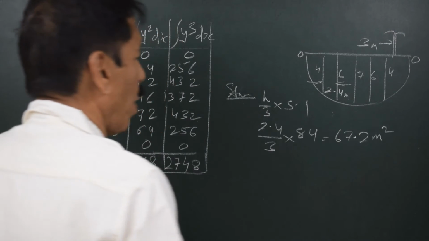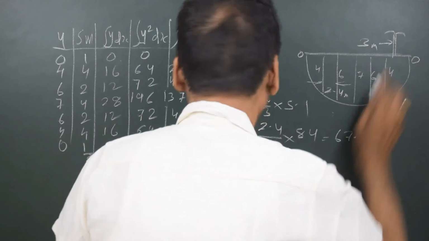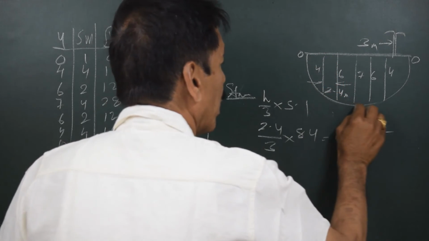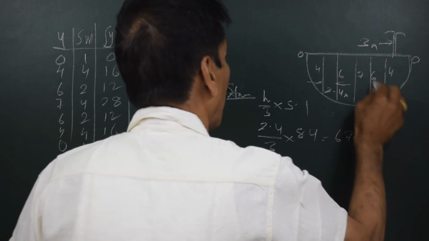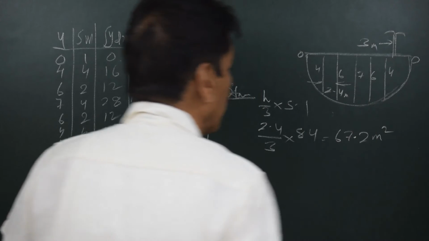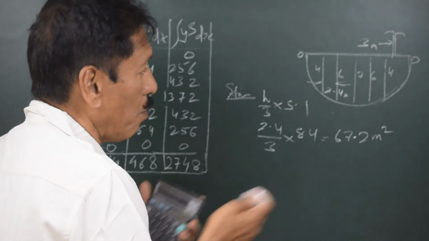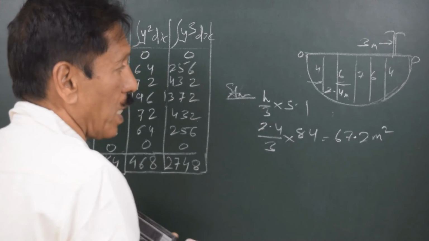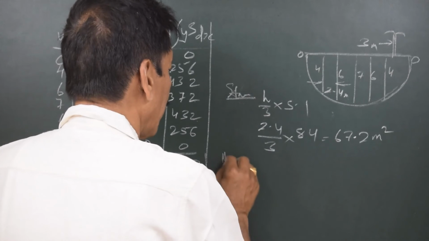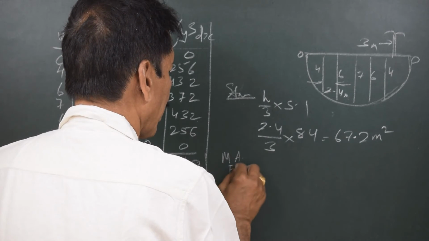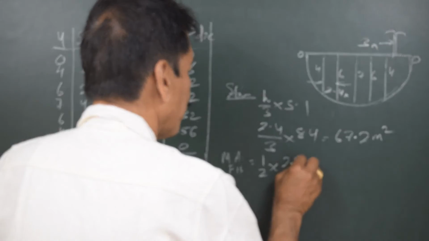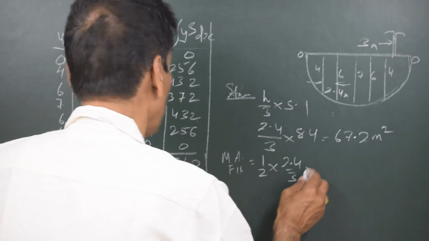Moment of area about the flat part. Now all these ordinates end up in a curvilinear curve on one side, and the other side is flat. So what I tell the students is, you can remember that the moment is taken about the flat side. So moment of area about the flat side is equal to half into h by 3 into sum 2. Sum 2 is 468.